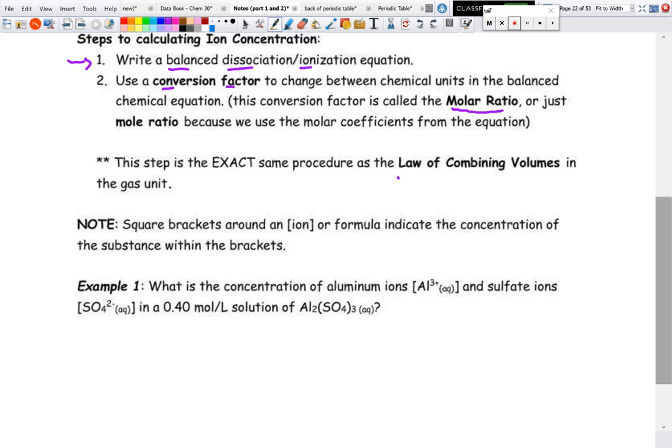Now, what you're going to notice here as well is that sometimes you're going to see square brackets around ions. It's going to look like this, and the square brackets is just for concentrations. It's a shorthand that chemists use. So instead of writing out concentration every single time, we'll see what is the concentration of aluminum ions. So that's how we're going to represent concentration of aluminum ions right here, and sulfate ions in a 0.4 moles per liter solution of aluminum sulfate.